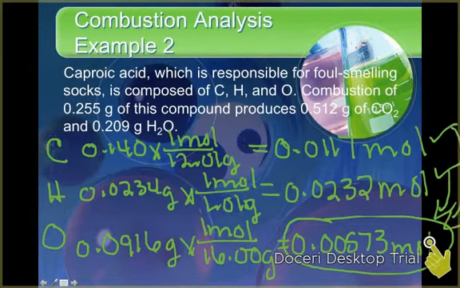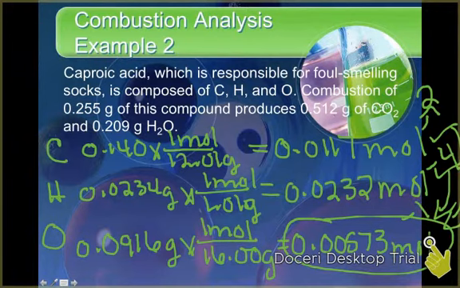So what we are going to do is divide each one of these by our smallest. If you take 0.0117 and divide it by 0.00573, we get an answer of 2. If you take 0.0232 and divide it by 0.00573, we get 4. And if you take 0.00573 and divide it by itself, we get 1.